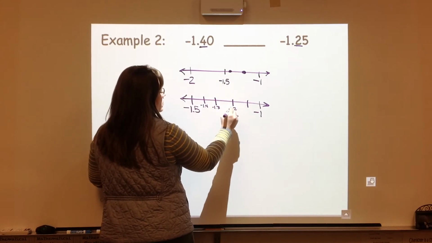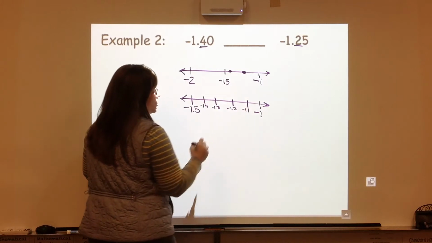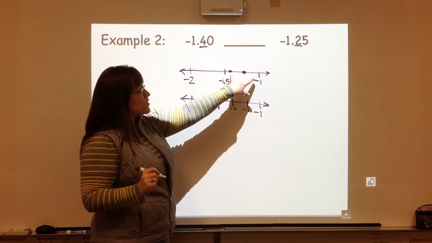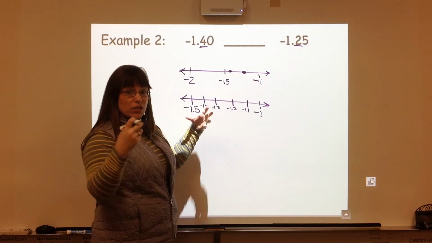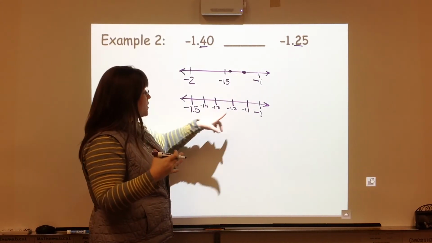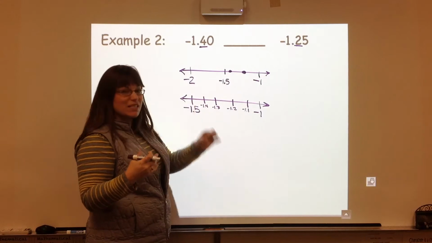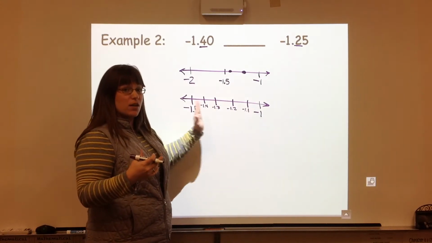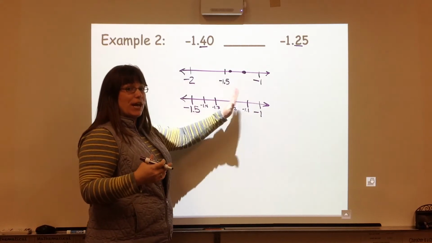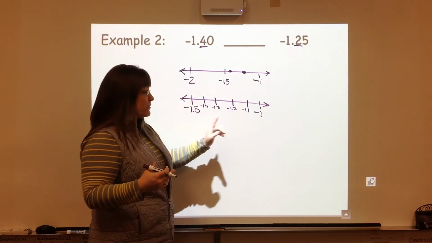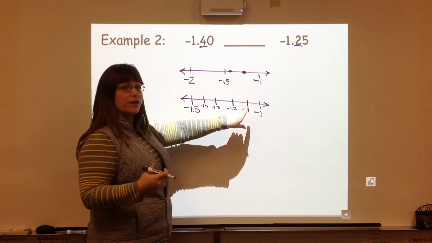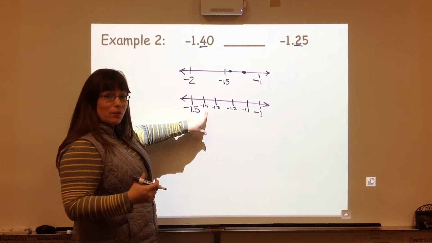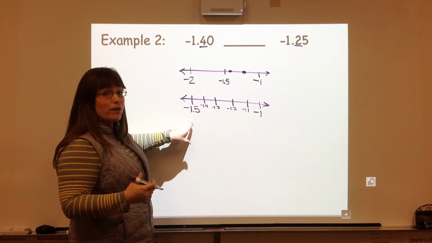So I have -1 and I have -1.5. It's like I took this section and increased and zoomed in even more. So I have a hash mark that represents each tenth. And notice I'm moving always bigger digits as I move to the left. So -1.1, then -1.2, -1.3, -1.4, and then -1.5.